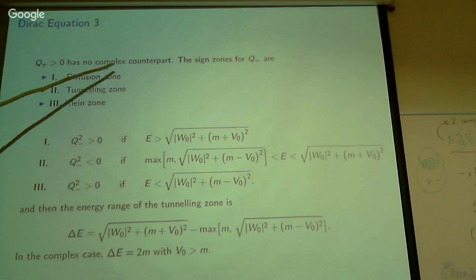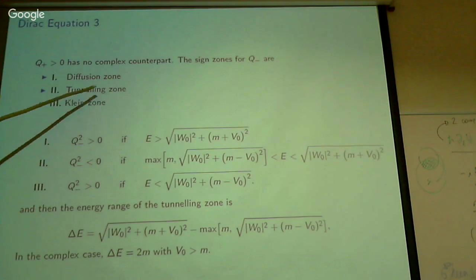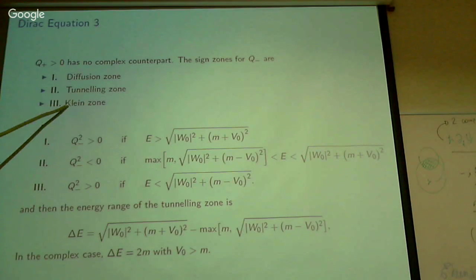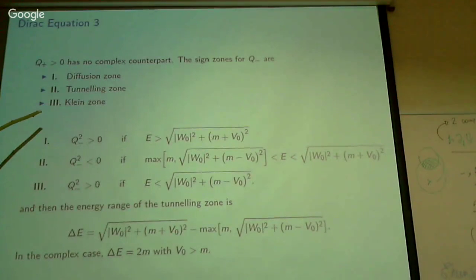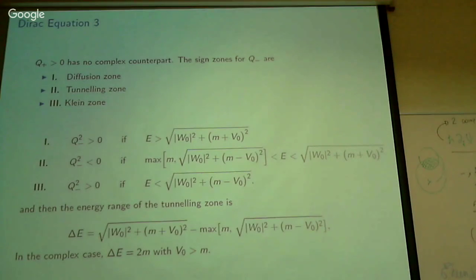We have the diffusion zone, where the energy is greater. We can have a tunneling zone, where the energy of the particle is lower than the potential. And if the potential is very high compared to the energy of the particle, we have a third region, known as the Klein zone, where you can find antiparticles.